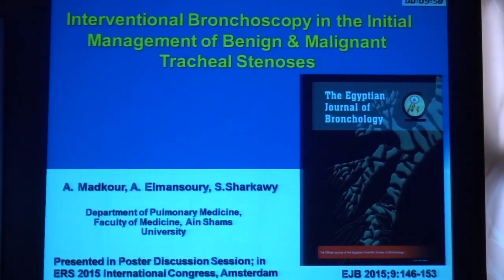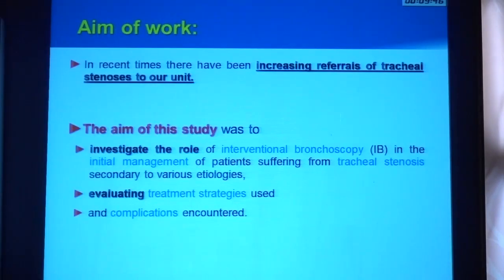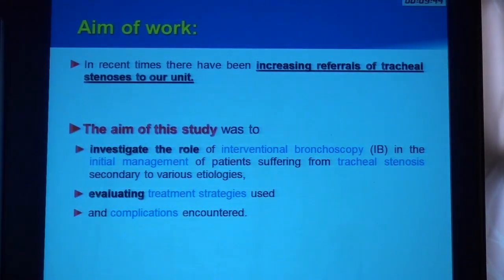I'm going to present a real original investigation that we've done in Ain Shams, which I presented at the ERS and published in our Egyptian Journal of Bronchology, about the role of interventional bronchoscopy in the management of benign and malignant tracheal stenosis. We aim to investigate the role of intervention in the management of tracheal stenosis and to evaluate the treatment strategies used and the complications encountered.